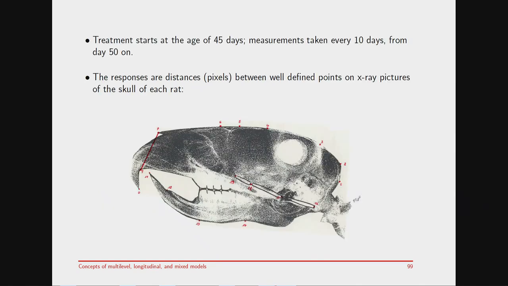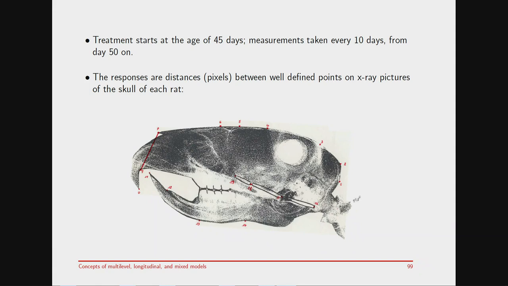And the treatment starts at the age of 45 days, so when the animals were 45 days old. That's when the treatment started, when the animals were randomly assigned to the 3 different groups. And then they would take measurements every 10 days, starting at day 50. So first measurement is at day 50, then day 60, 70, 80, until 110. That was the last final observation.